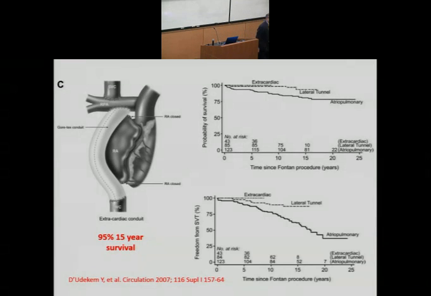And also with arrhythmias, that's the most important thing. You can see freedom from supraventricular tachycardia: with the extracardiac, because there's really minimal suture lines on the atrium, they have far less arrhythmias than the other forms of the surgery.